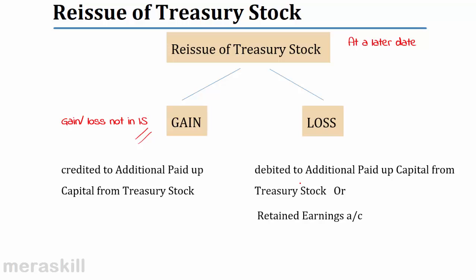So when they are reissued, such a reissue may be at a gain or at a loss. If it is at a gain, that gain amount is not taken to income statement but taken to additional paid up capital from treasury stock. But if there is a loss, what do we do to the loss? Such loss is adjusted against additional paid up capital from treasury stock. Or if we don't have adequate balance in this account, it is adjusted against retained earnings.